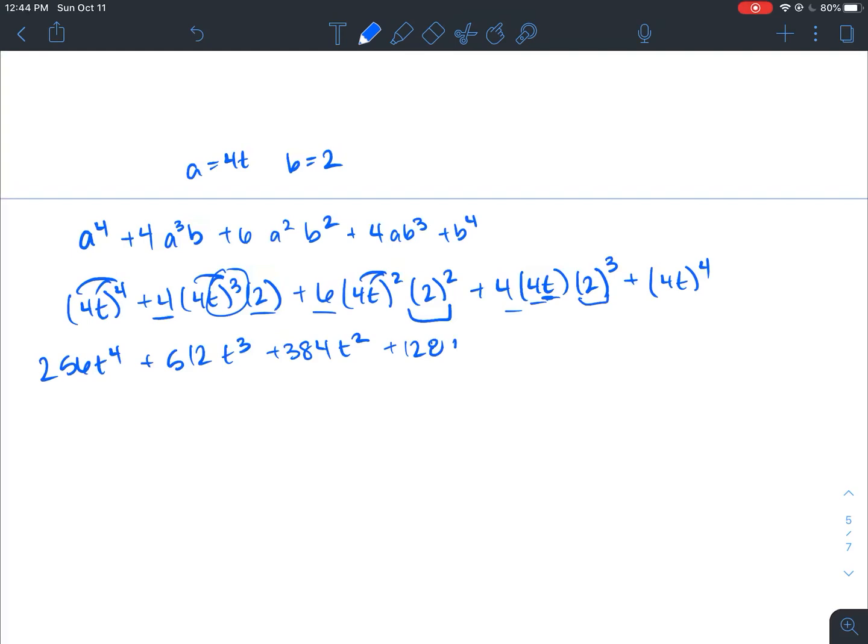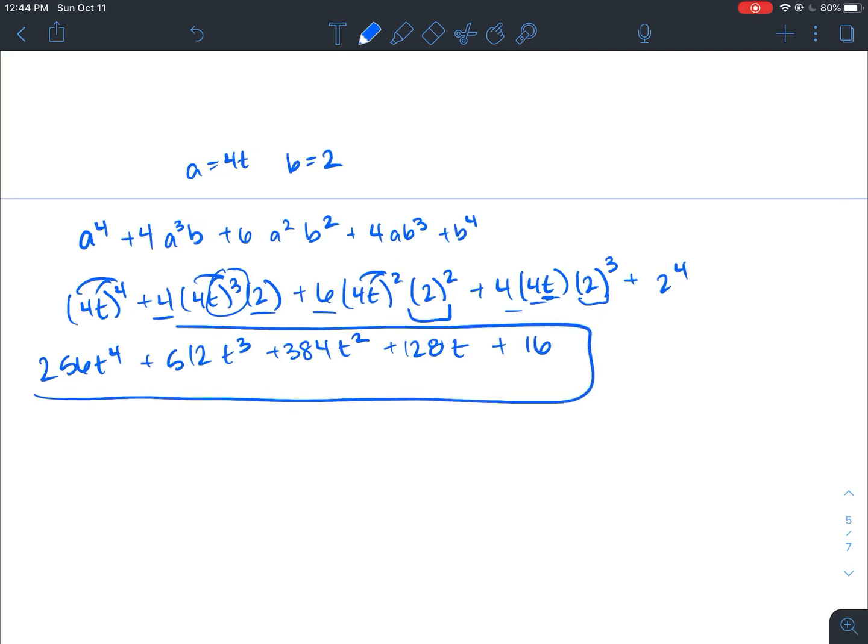Plus, and then 4 to the fourth, and wait a minute. I actually wrote that term wrong. b is 2, so plus 2 to the fourth power. So that should be 2 times 2 times 2 times 2, that's 16, plus 16.